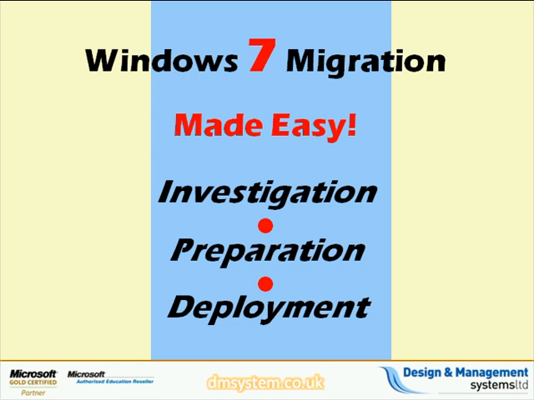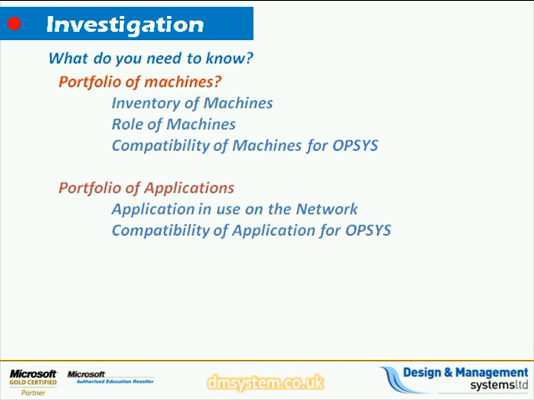I'm going to start from the point of where you start from with your network and really talk about migrating your machines to Windows 7 and the applications and user data and automating it as much as possible. I've titled it really made easy, and we're breaking it up into three specific sections: investigation, preparation and deployment. The first thing really is to look at your network and decide what's got to be done on your network.